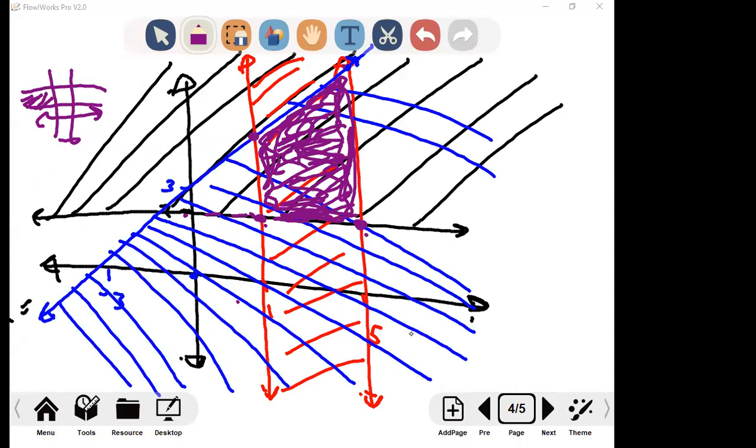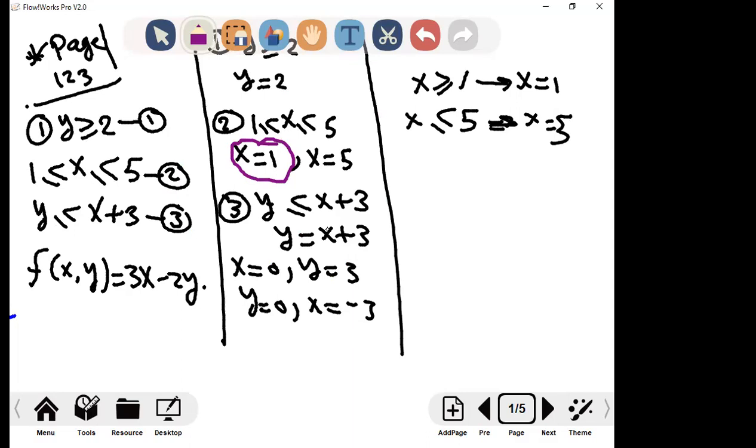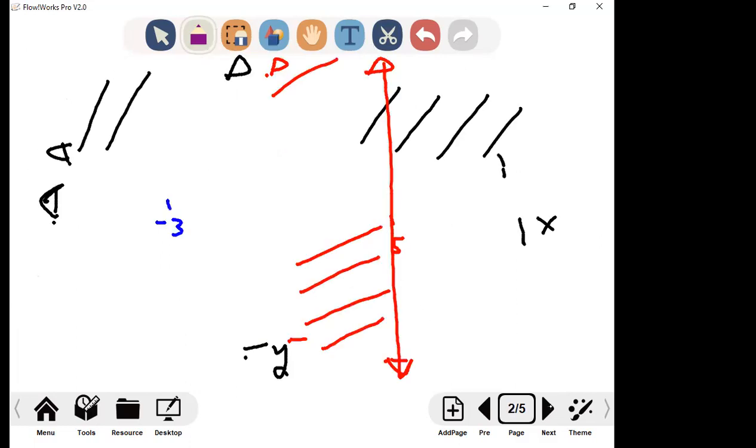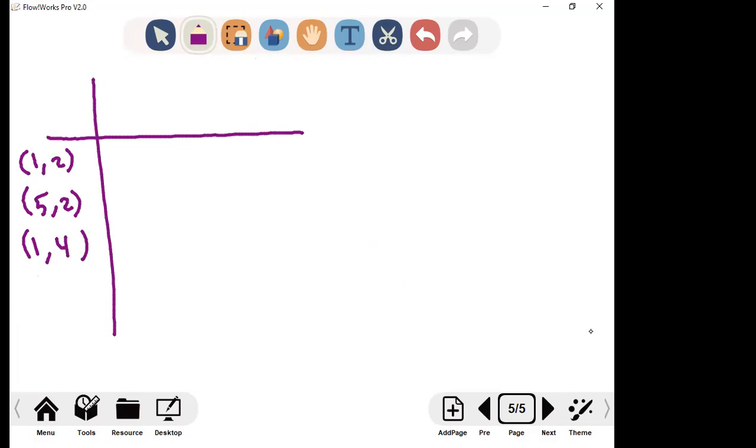Still the fourth point, this one, right? Between the same line, Y is what? X is what? 5. So replace x by 5 in the equation. Replace x by 5, y will be what? 8. So we have 5 and 8.